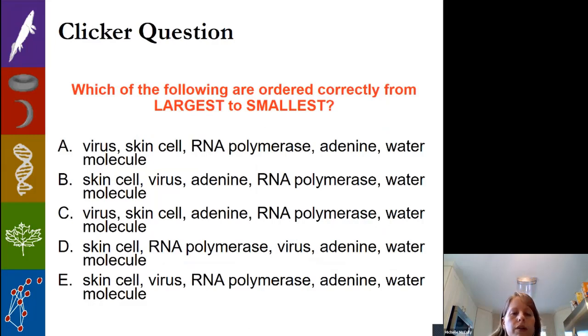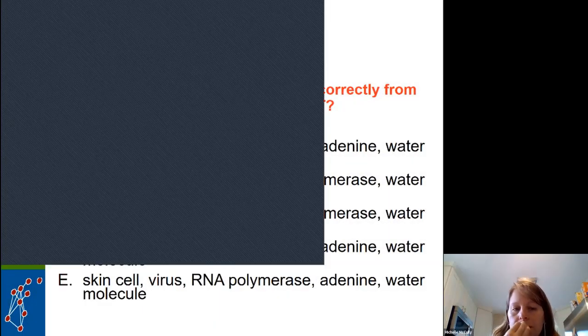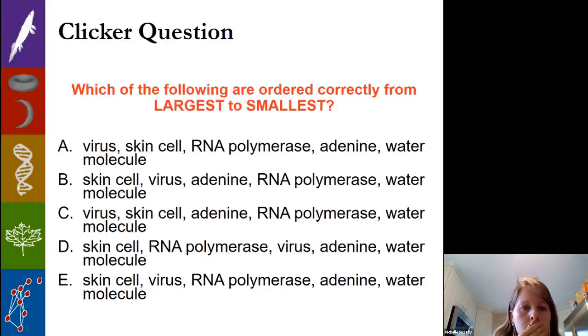Okay, so I want you to take a crack at this clicker question one more time. We've shifted a few more people to E, but a couple are still on B and D. So let's talk about how we want to think about these. Pretty much everyone's in agreement that the skin cell is the biggest and the water molecule is the smallest. So then our questions are the virus, adenine, and RNA polymerase.